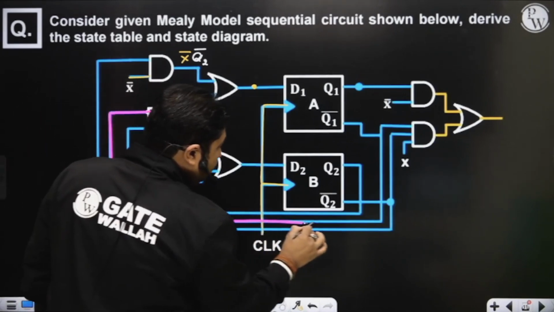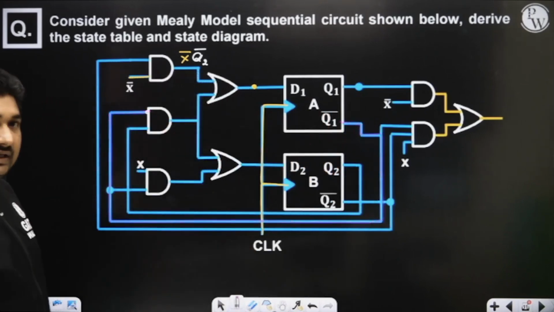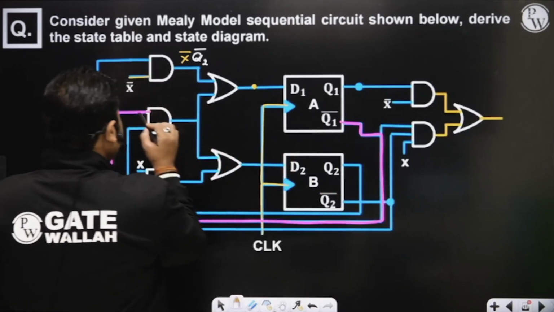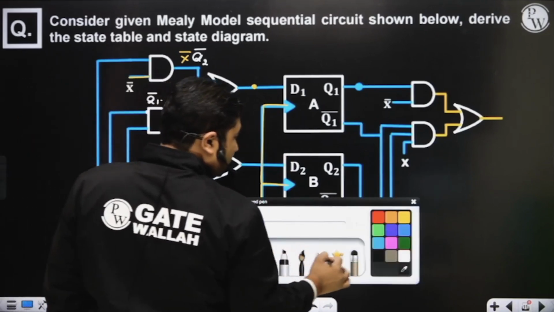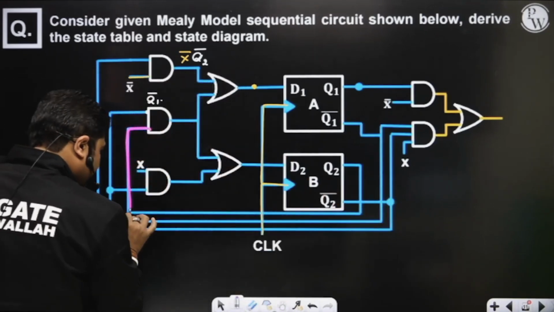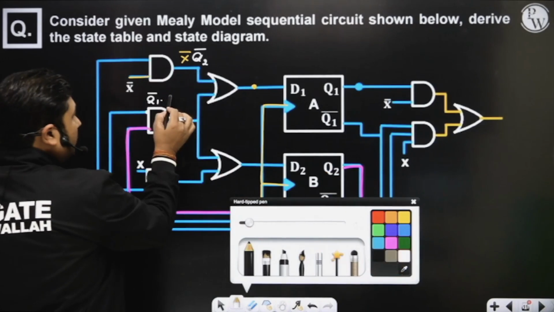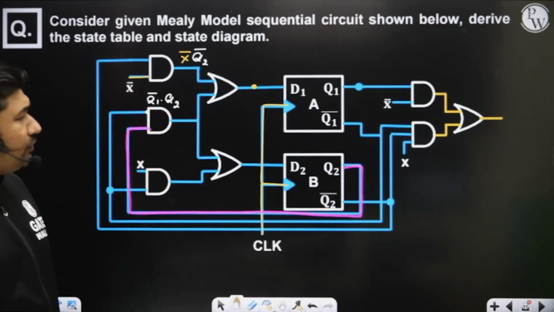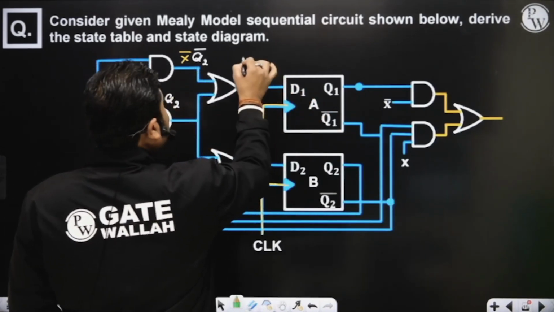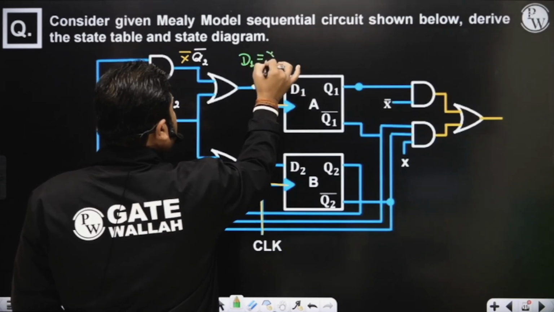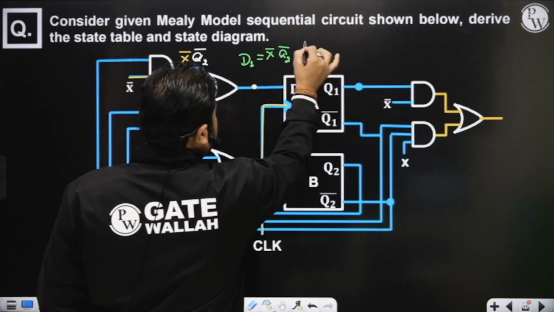One input to this AND gate is this Q1 complement. Another input is this one, Q2. Q1 complement Q2. So we have the expression at D1. What is the expression at D1? The expression at D1 is X bar Q2 complement plus Q1 complement Q2. Can I write in this way?